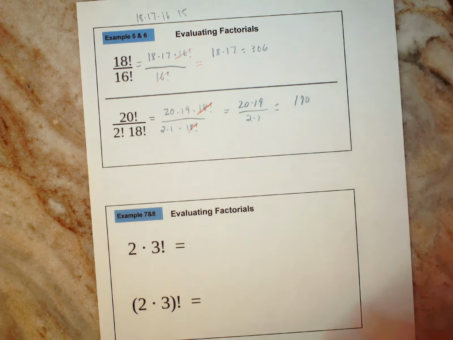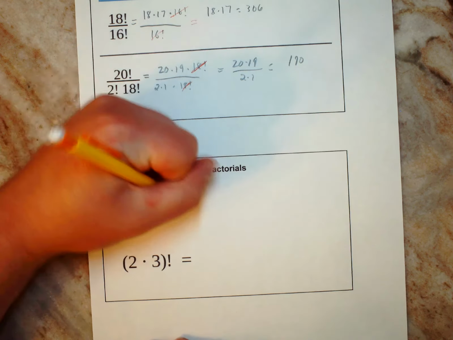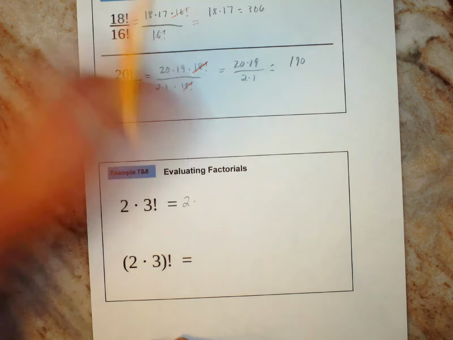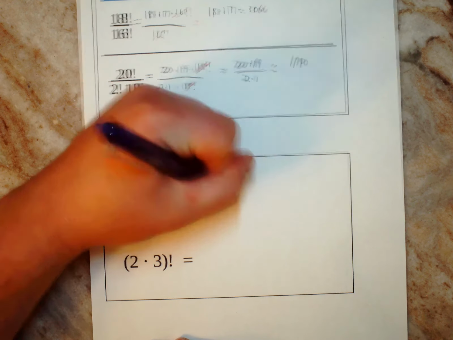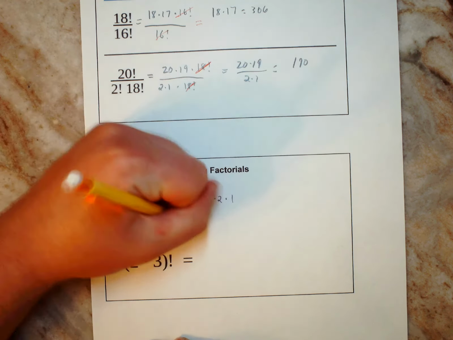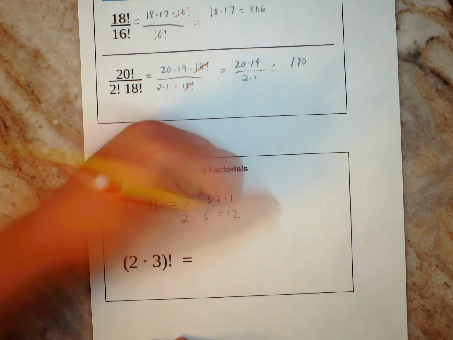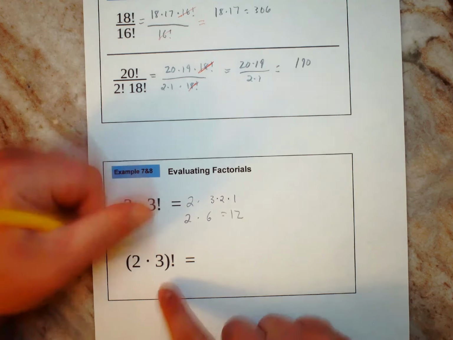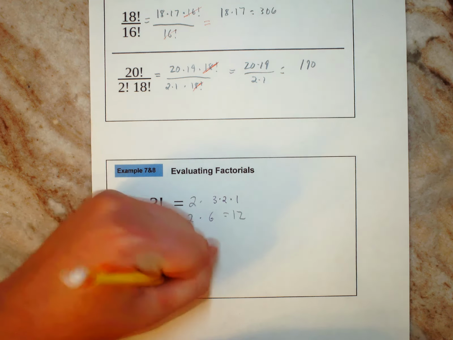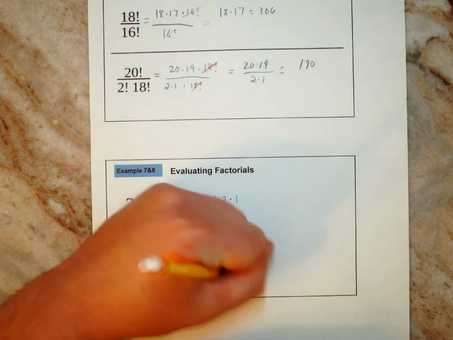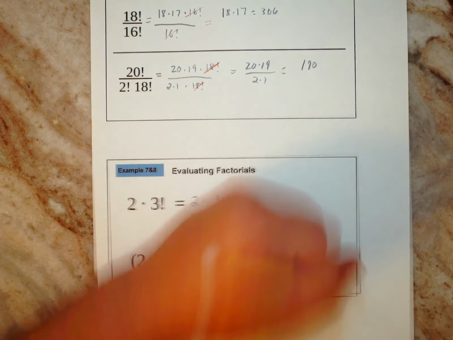Very good. Last two, just to show you the difference here, what the parentheses mean. This is 2 times 3 factorial, so I'll just do it in a different color just to show you the difference. This is 2 times 3 times 2 times 1, which is 2 times 6. So this one's going to be 12. The difference here is you have to do the 2 times 3 first because it's in parentheses to give you 6 factorial, which is 6 times 5 times 4 times 3 times 2 times 1. Type that on your calculator, 720.